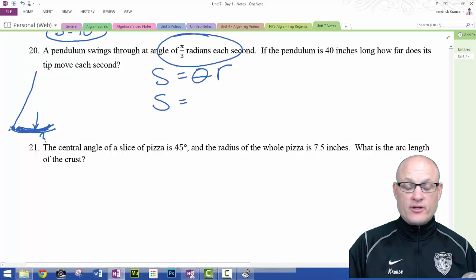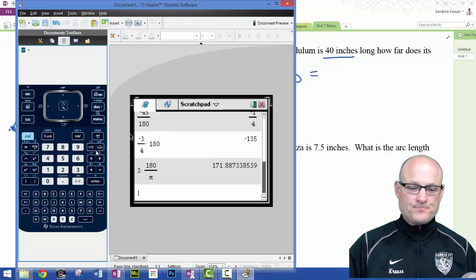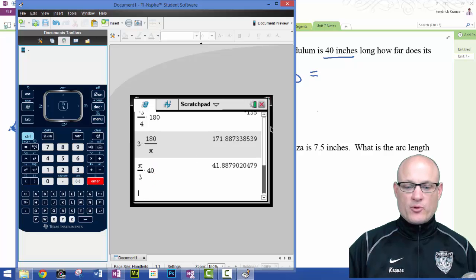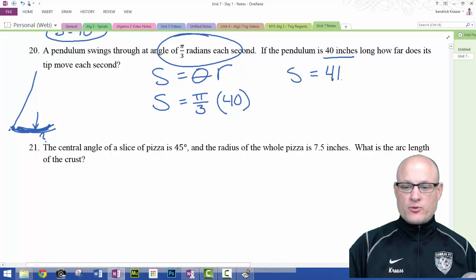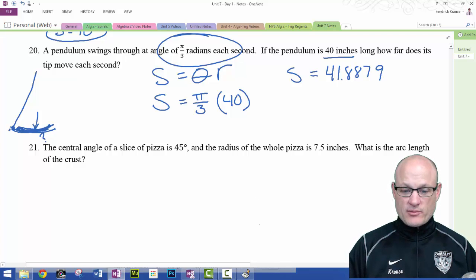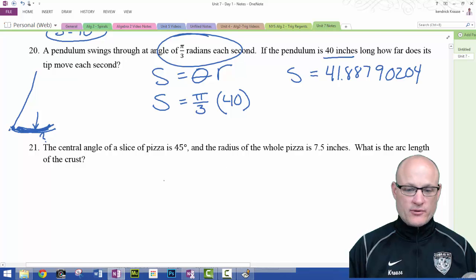We were given, thankfully, our answer in radians. So we'll go, all right, pi over 3. And our radius, oh, the pendulum is 40 inches long. So that is the radius, 40 inches. Now, you can't leave it like this, kiddies. S equals, I've got to go over to my calculator and go pi over 3 times, was it 40? I think it was 40, right? 40 equals 41.8879. It doesn't say to round, so I'm going to give it all: 41.88790204. Good enough.